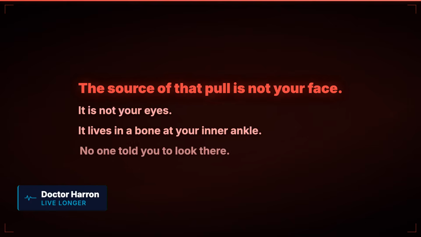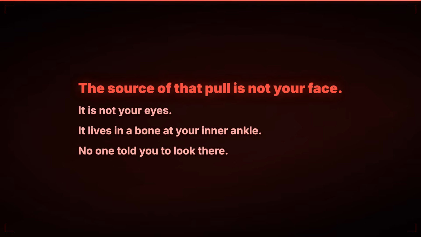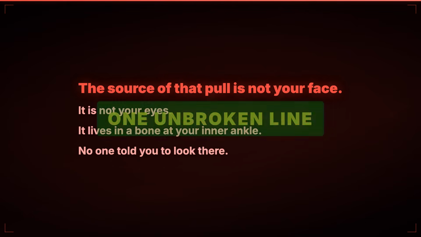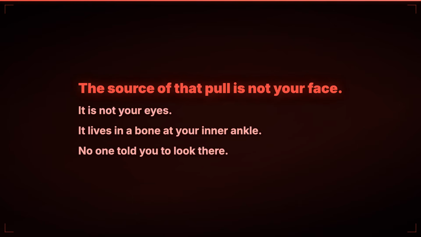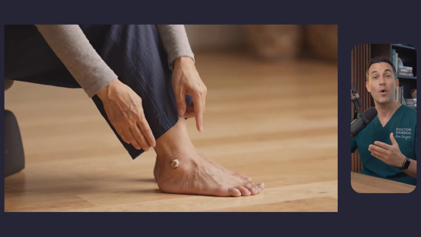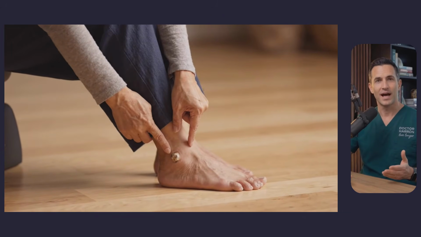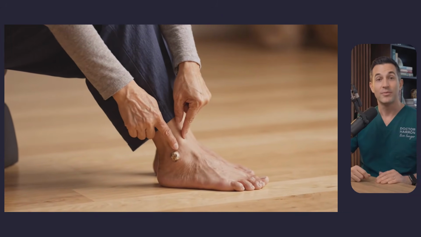Something has been pulling at the skin beneath your eyes and along your brow for years. And the source of that pull is not where anyone has ever told you to look. It is closer to the floor than to your face, tucked against the inner curve of your ankle, in a structure most people have never consciously touched in their lives. That is not a figure of speech.